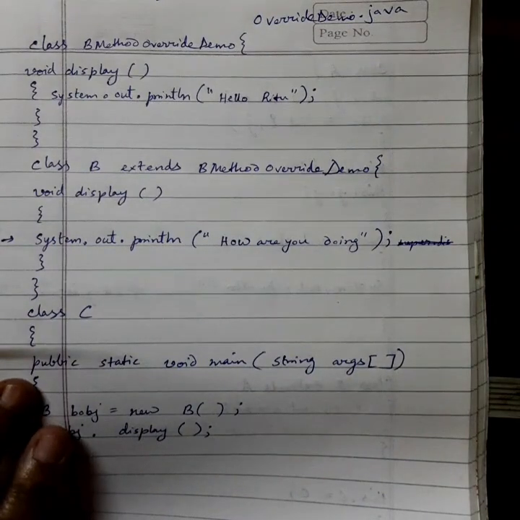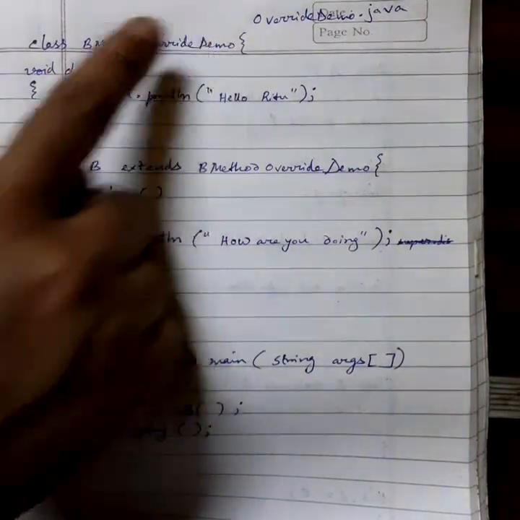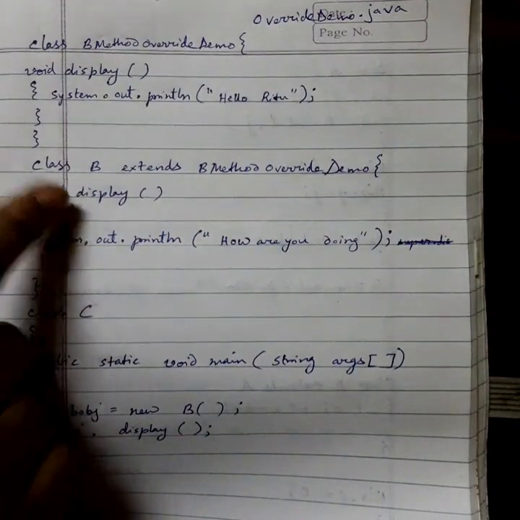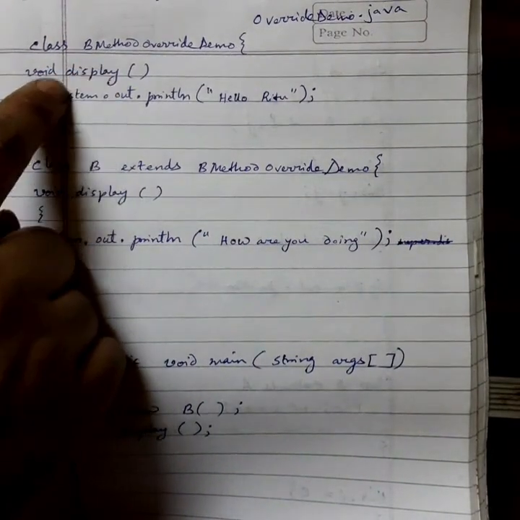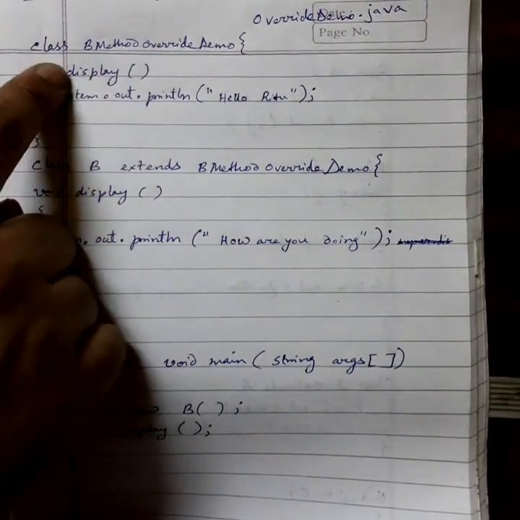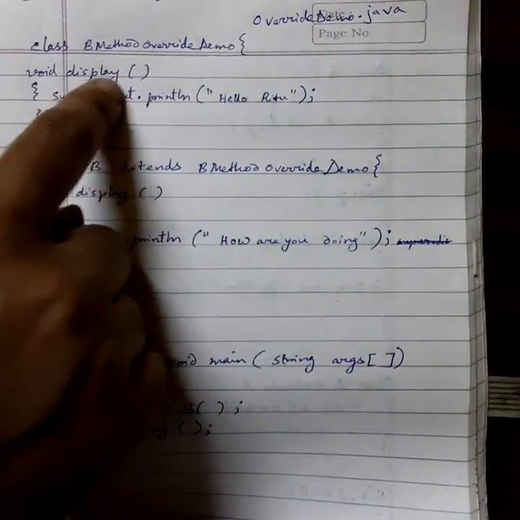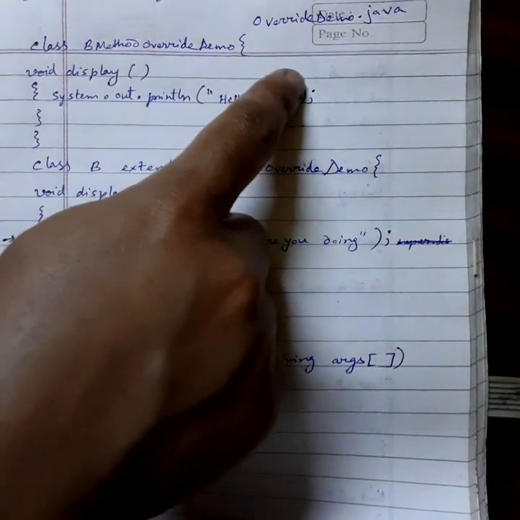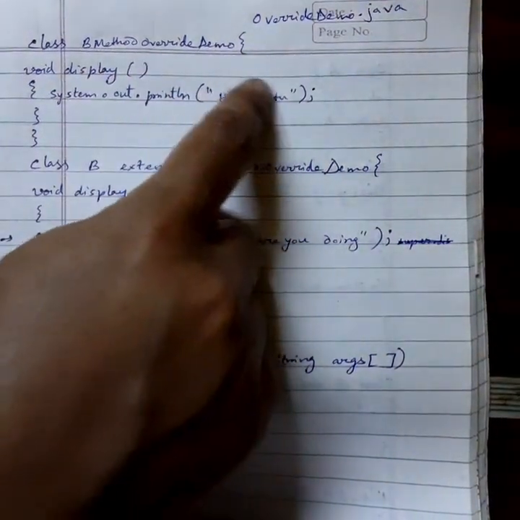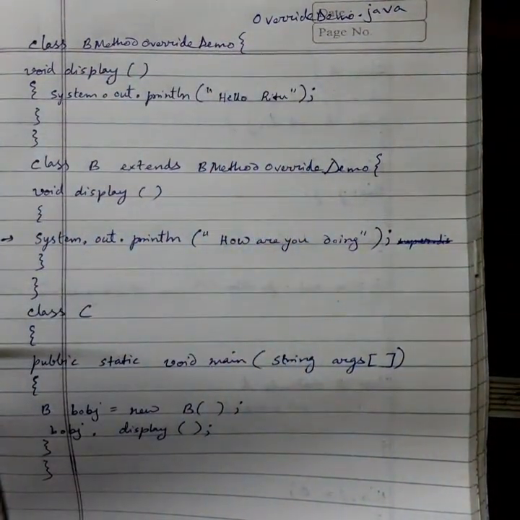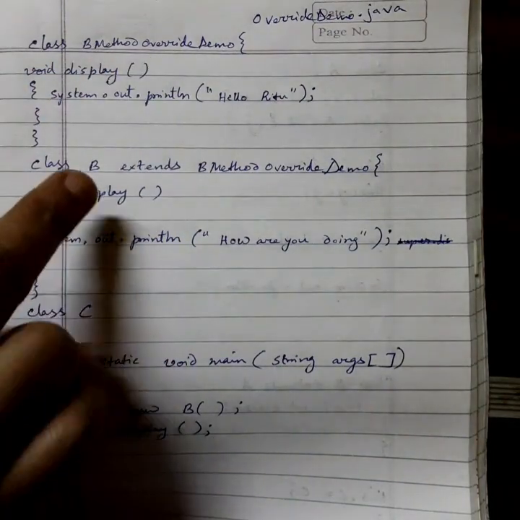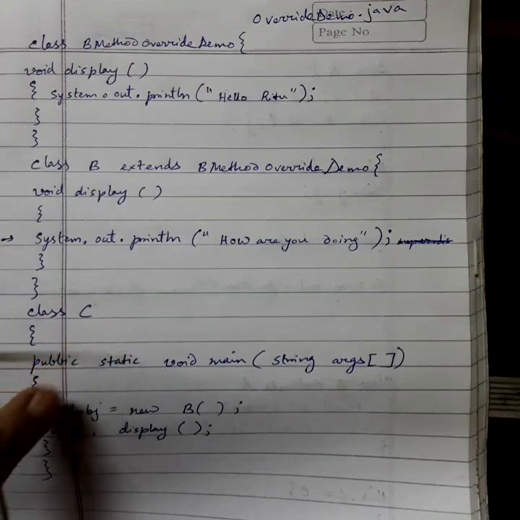Here BMethodOverrideDemo has got a method void display, a display method whose return type is void. It is not returning anything, it is simply displaying a message, hello Ritu, on the screen, using System.out.println.